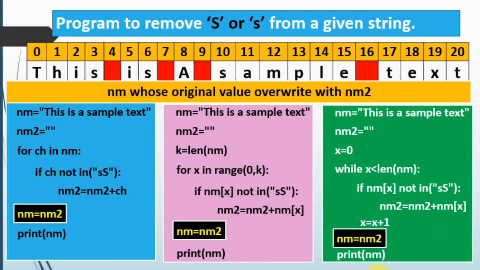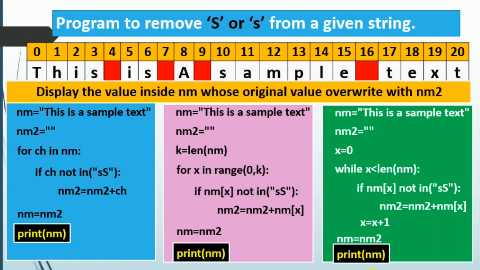Now when everything has been done, we are out of the loop in all the three cases. First thing is that we need to override the original one. So where is the original? In nm. And where is the new one? In nm2. So I initialize nm with nm2 here in all the three cases. And last is that you need to display. So this is the concept that is going to be used in all the three cases.